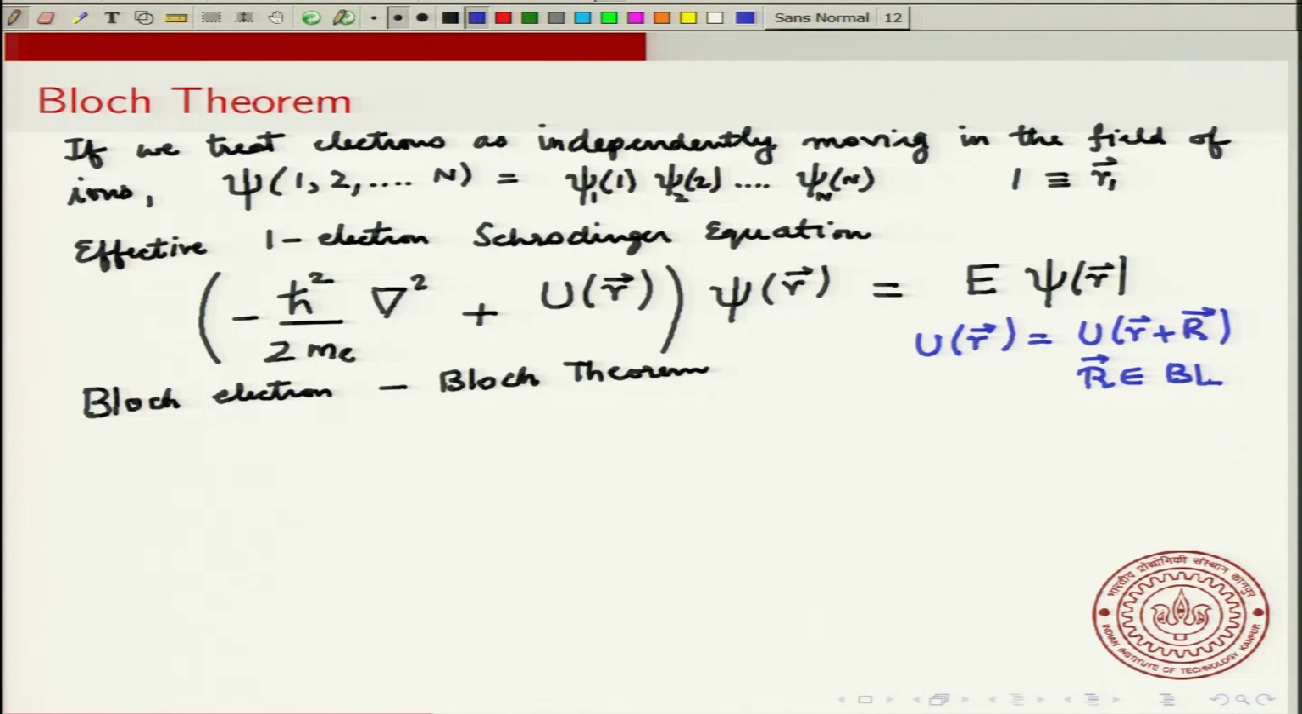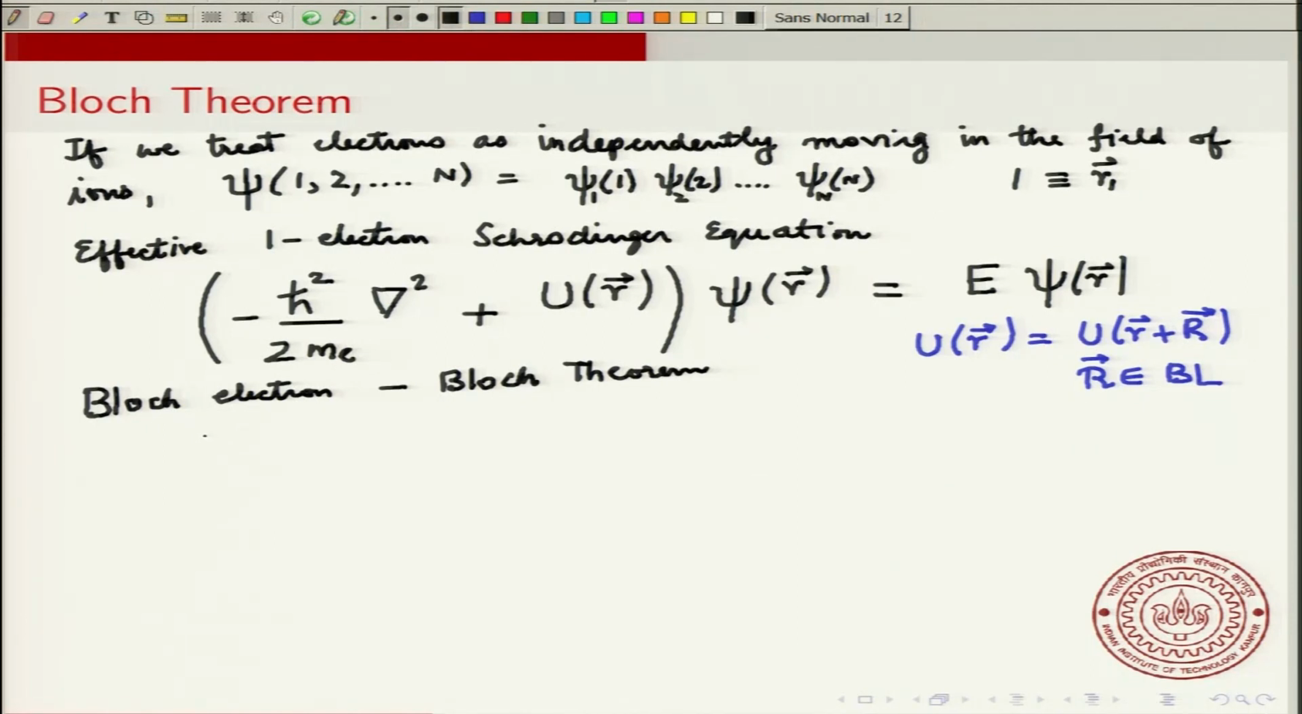So, now you can see what we have here. What we have is a kinetic energy term and a potential energy term, and that potential energy is periodic with the periodicity of the Bravais lattice. This kinetic energy involves a second derivative. So, if you have such an equation, then there is a general theorem which is called the Bloch theorem in solid state physics.